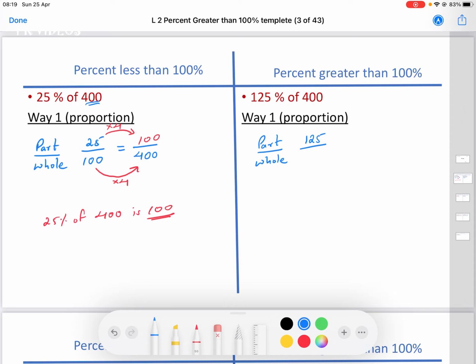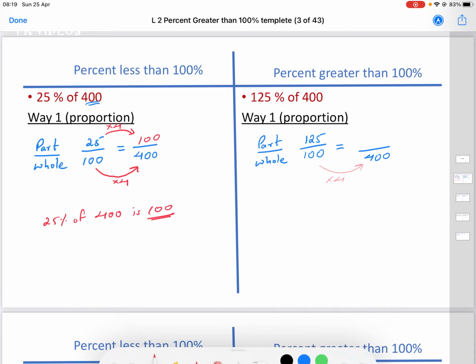Similarly, when it's a percent greater than 100, again, we are dealing with part to whole. 125% means 125 parts out of whole, which is 100, is equivalent to how much when it is 400 parts. Again, using the scale factor 4, 100 times 4 is 400, and using the same scale factor, 125 times 4.